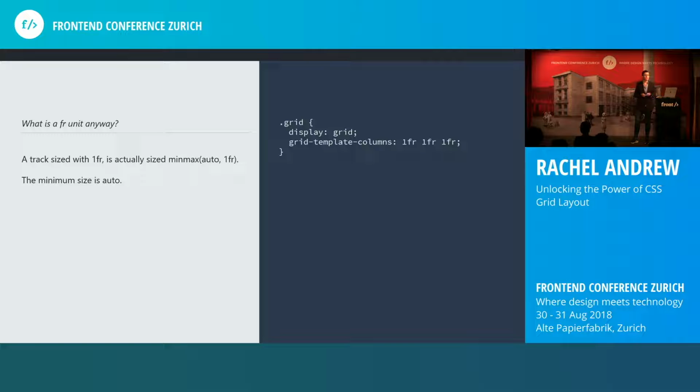Because I mentioned earlier that if you have a set of 1FR tracks, that doesn't necessarily mean they will be equal sized. Because if the track is sized with FR units, then it's as if we've used the sizing function min-max auto, 1FR. The minimum size is auto. So grid gives the tracks an auto minimum and then shares out the remaining space in proportion. That means if you've got 3 1FR tracks, they're not necessarily going to be equal, because if there's a very long word in one of those tracks that means that the auto is bigger to start with, then there's less space to share out.